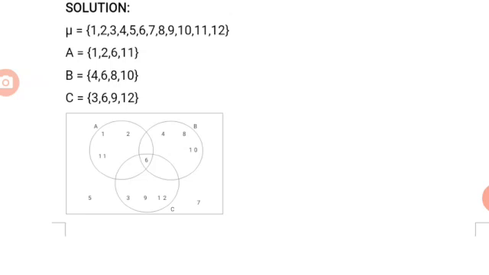Is that clear? Then 4, 8, 9. And so on. This one will not be written inside the intersection, but will be written outside. Are we together? The same thing applies to set C.